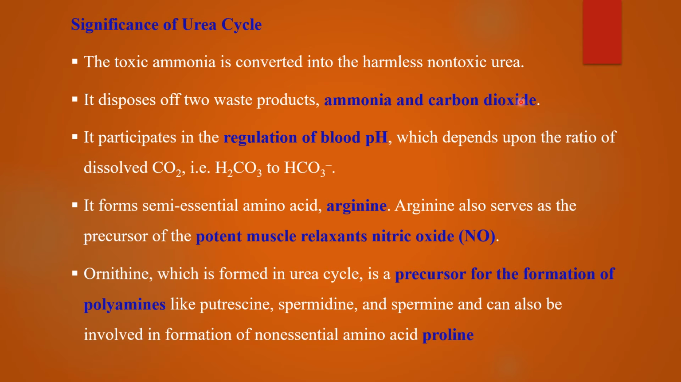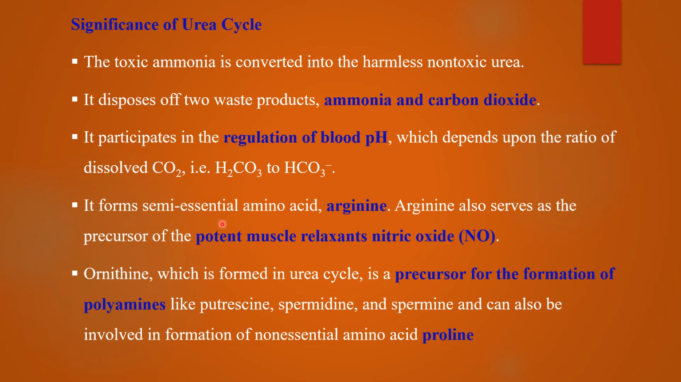Ammonia and carbon dioxide, these are the two waste products of the body which are to be converted into the non-toxic substance, that is urea. So this is how we are disposing of the wastage. Then it participates in the regulation of pH, which depends upon the ratio of dissolved carbon dioxide, in the form of carbonic acid or in the form of bicarbonate ion. So these are the major pH regulators or buffers of the blood.